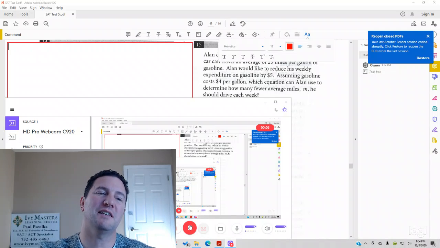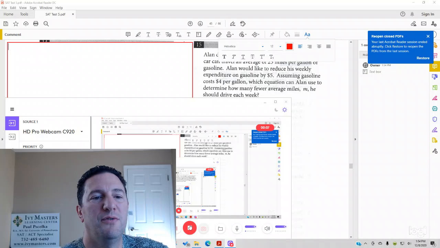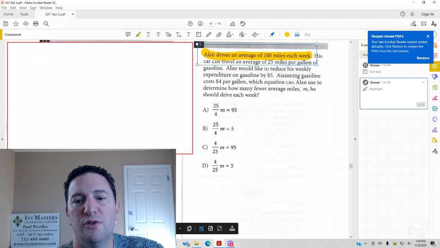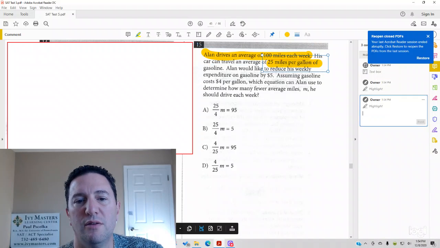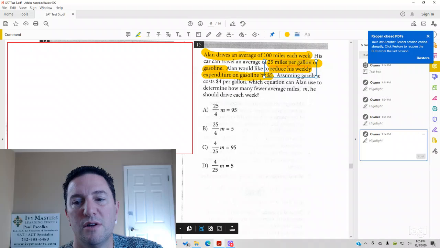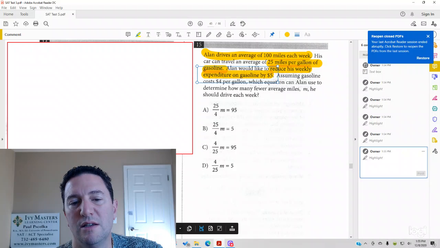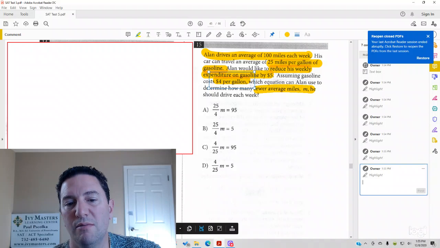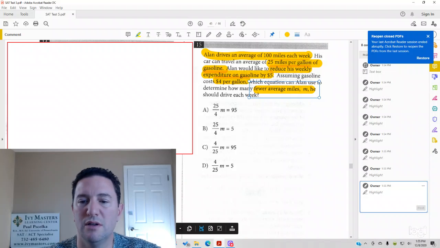And today we're going to look at Test 5, Section 3, Number 15, which reads: Alan drives an average of 100 miles each week. His car can travel an average of 25 miles per gallon of gasoline. Alan would like to reduce his weekly expenditure by $5. Assuming that gasoline costs $4 per gallon, which equation can Alan use to determine how many fewer average miles, M, he should drive each week?